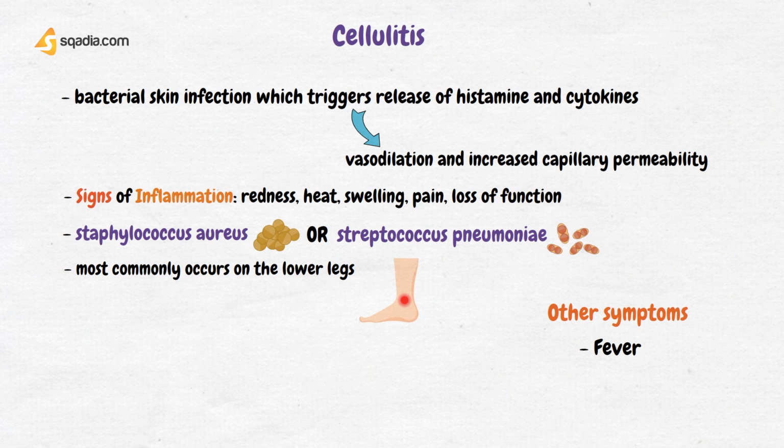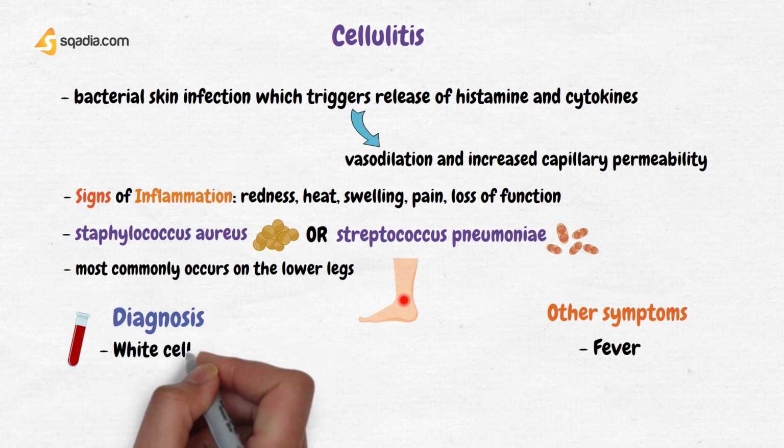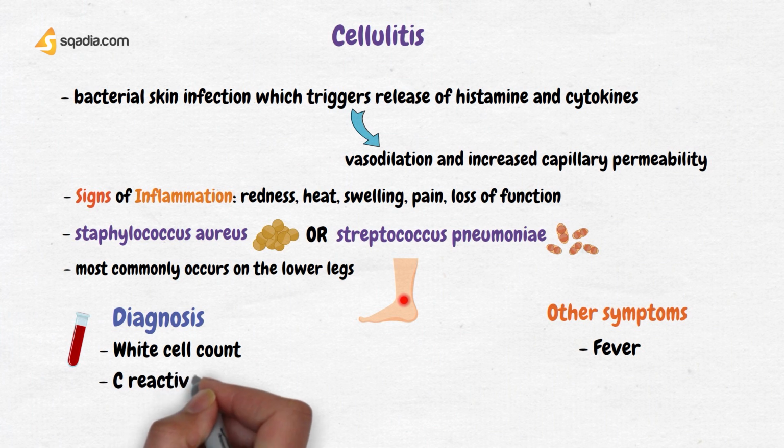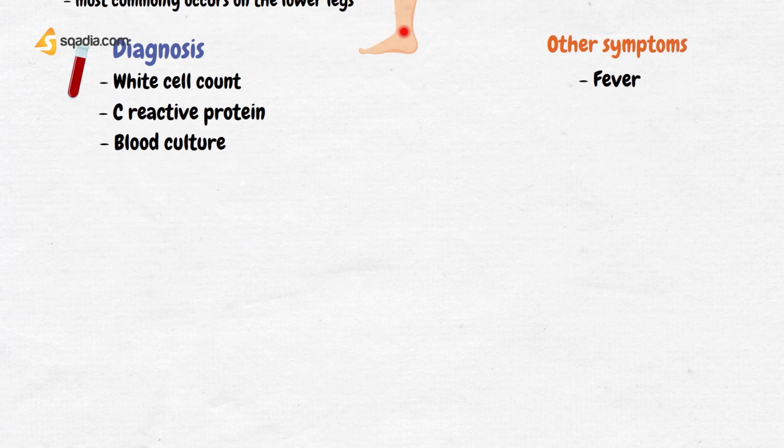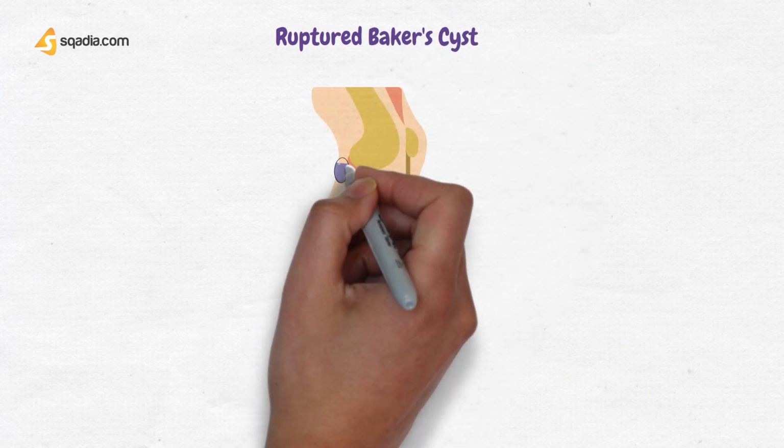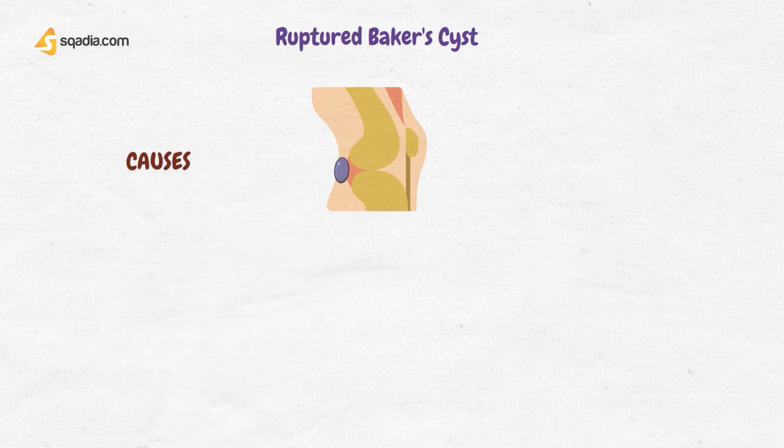Any infection can be diagnosed on the basis of a raised white cell count, raised CRP, which is an inflammatory marker, and a blood culture that tells us which bacteria are involved. A ruptured Baker's cyst can also lead to unilateral peripheral edema. A Baker's cyst is a fluid-filled swelling which forms in the popliteal fossa just behind the knee joint.